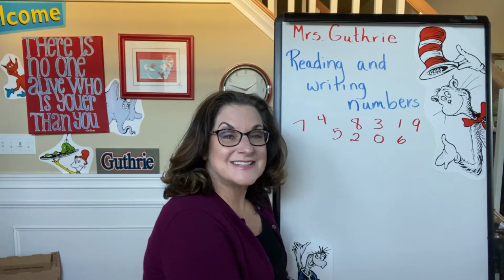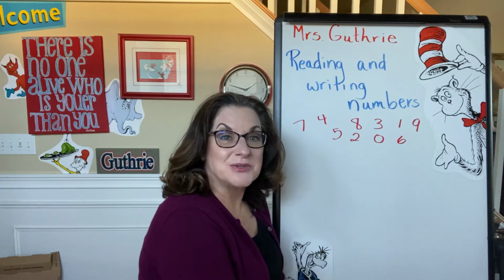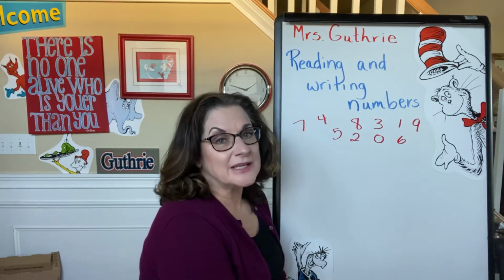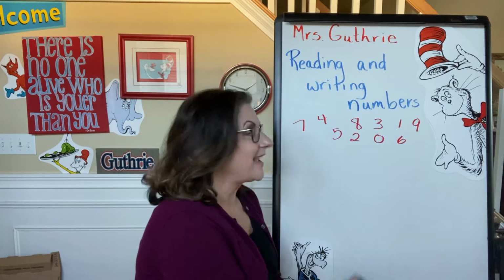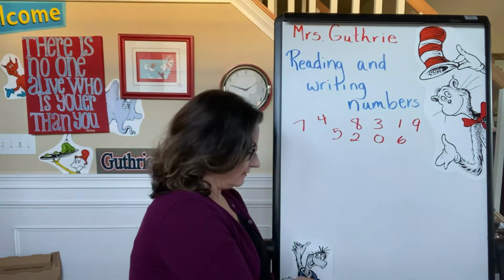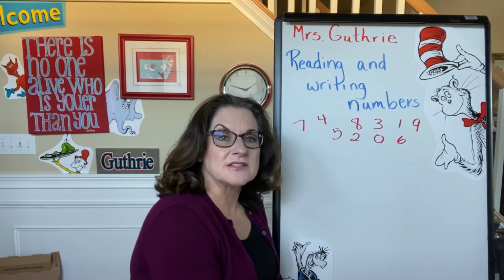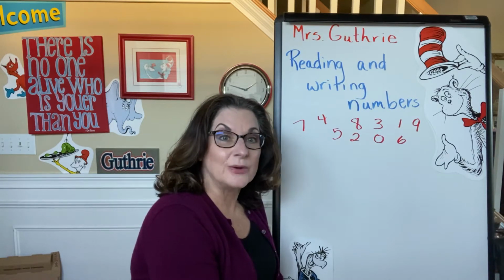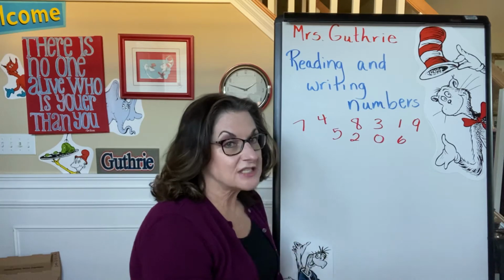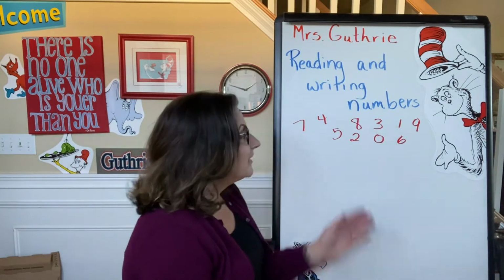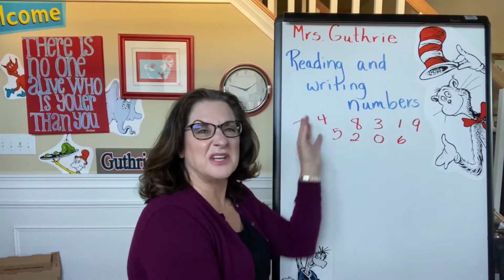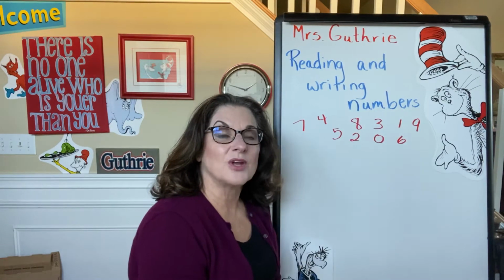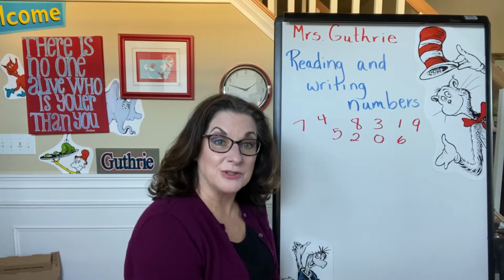Hello, mathematicians. Today I want to talk to you about reading and writing numbers. It's really important to remember that we have digits in our number system. We have 1, 2, 3, 4, 5, 6, 7, 8, 9, and 0. 10 is 2 digits. It's a 1 and a 0. But if these digits are just floating around, they have no value. We have to put them in the correct place to give them value.